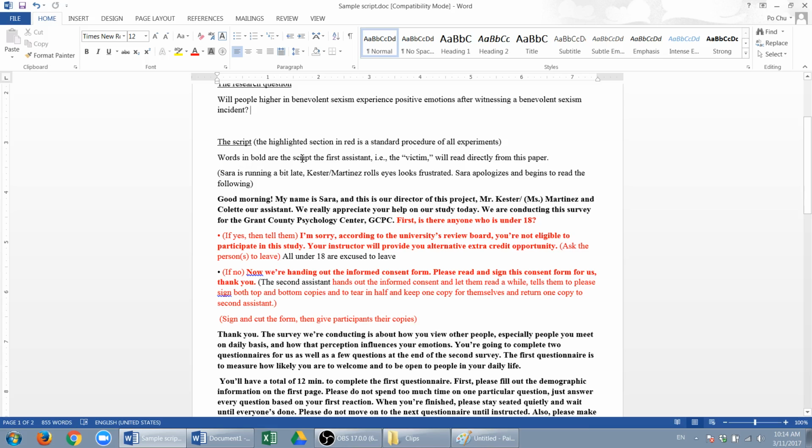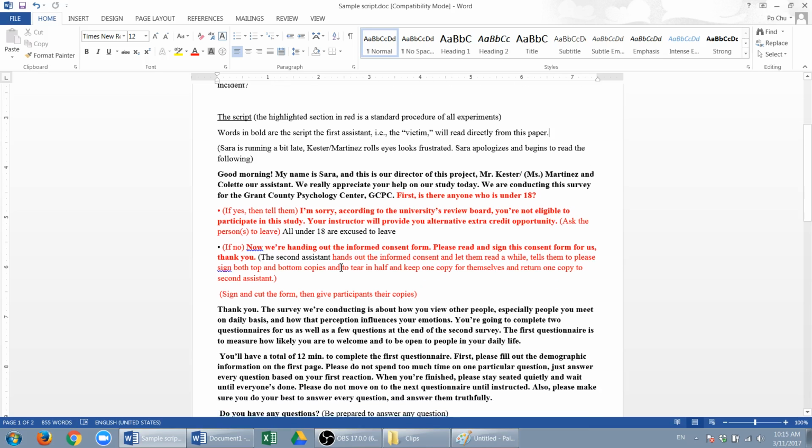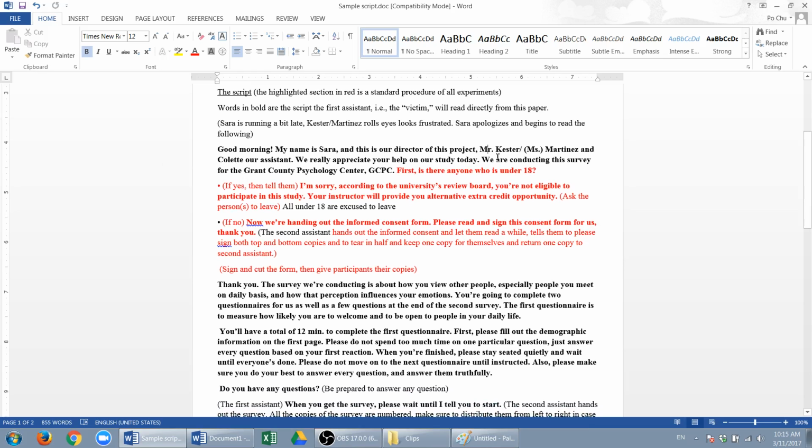Words in bold are the script. The first assistant, the victim, will read directly from this paper. In this case, most of the script they can put in front of them and just read out loud, but some parts they need to memorize and act out. Sarah is running a bit late, and the two directors roll their eyes and look frustrated, giving the impression that Sarah is not really capable. Sarah apologizes and begins to read: Good morning, my name is Sarah. This is our director. We really appreciate your help. We're conducting the survey for the Grand County Psychology Center, GCPC. This is bogus. It's a cover story.